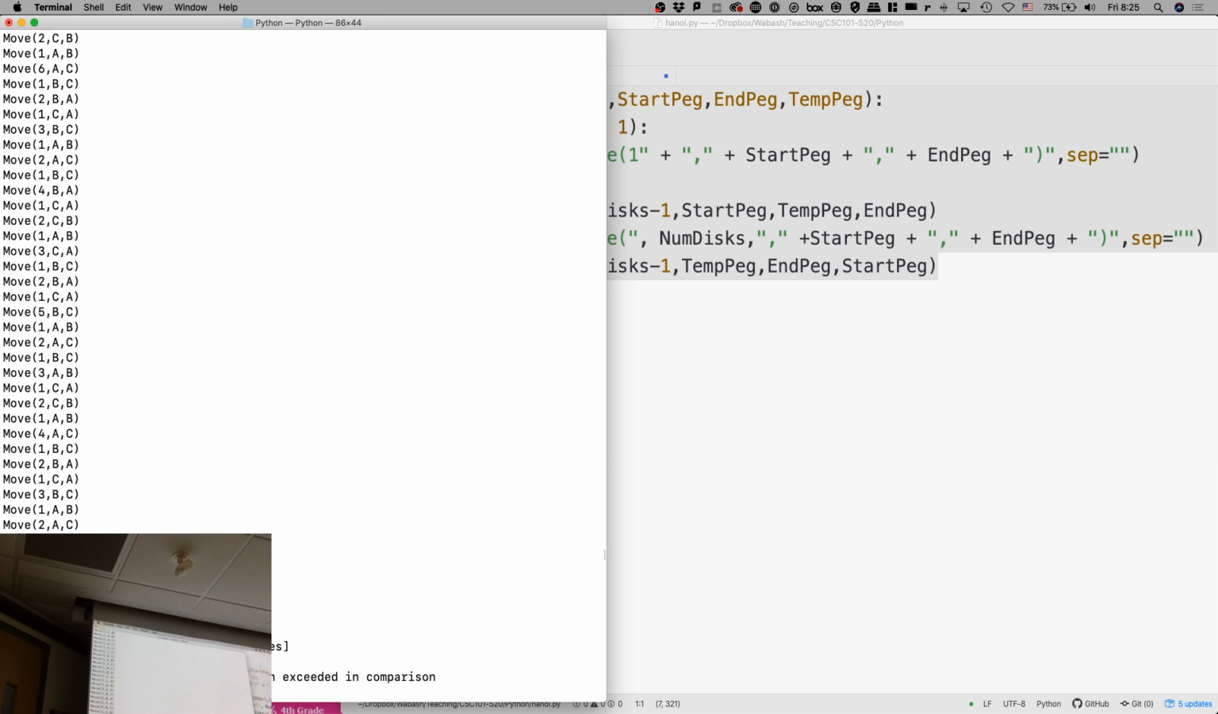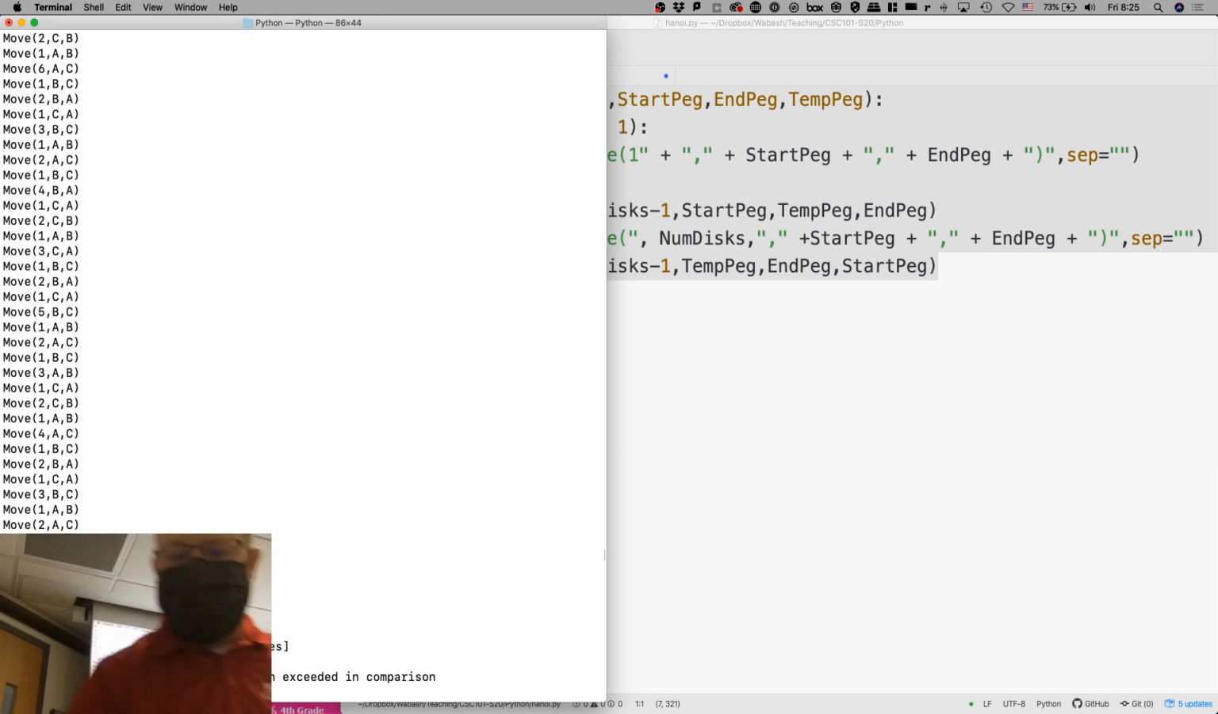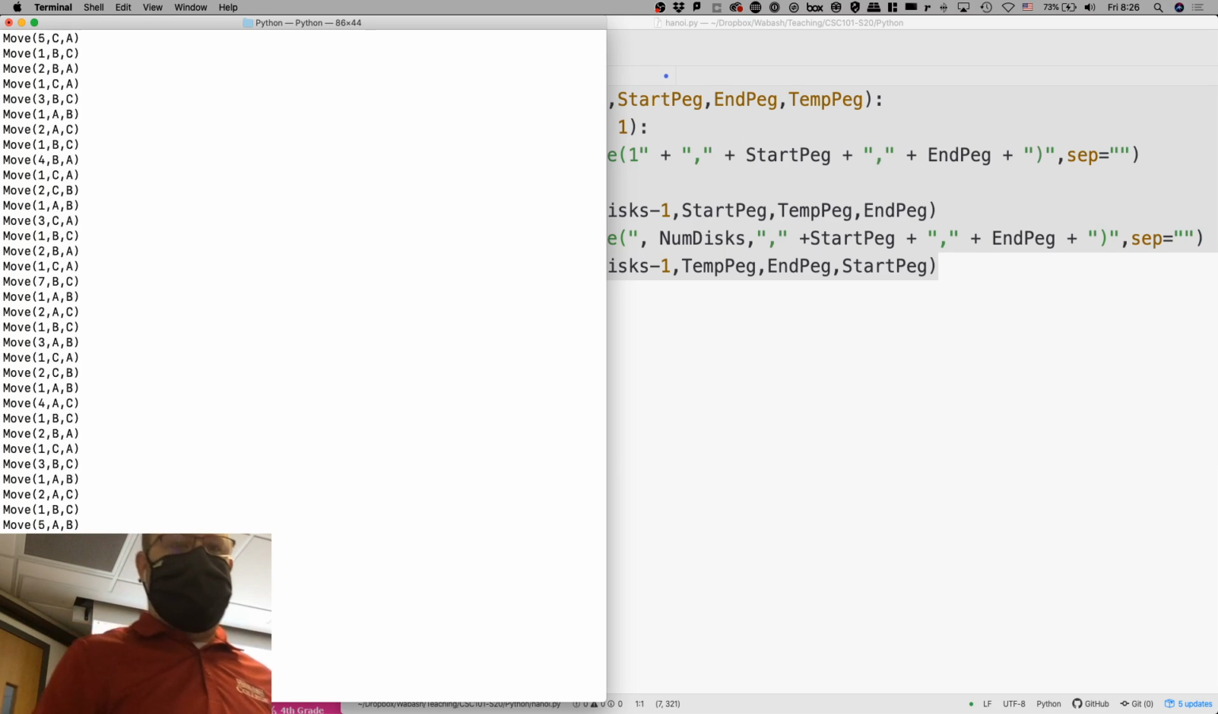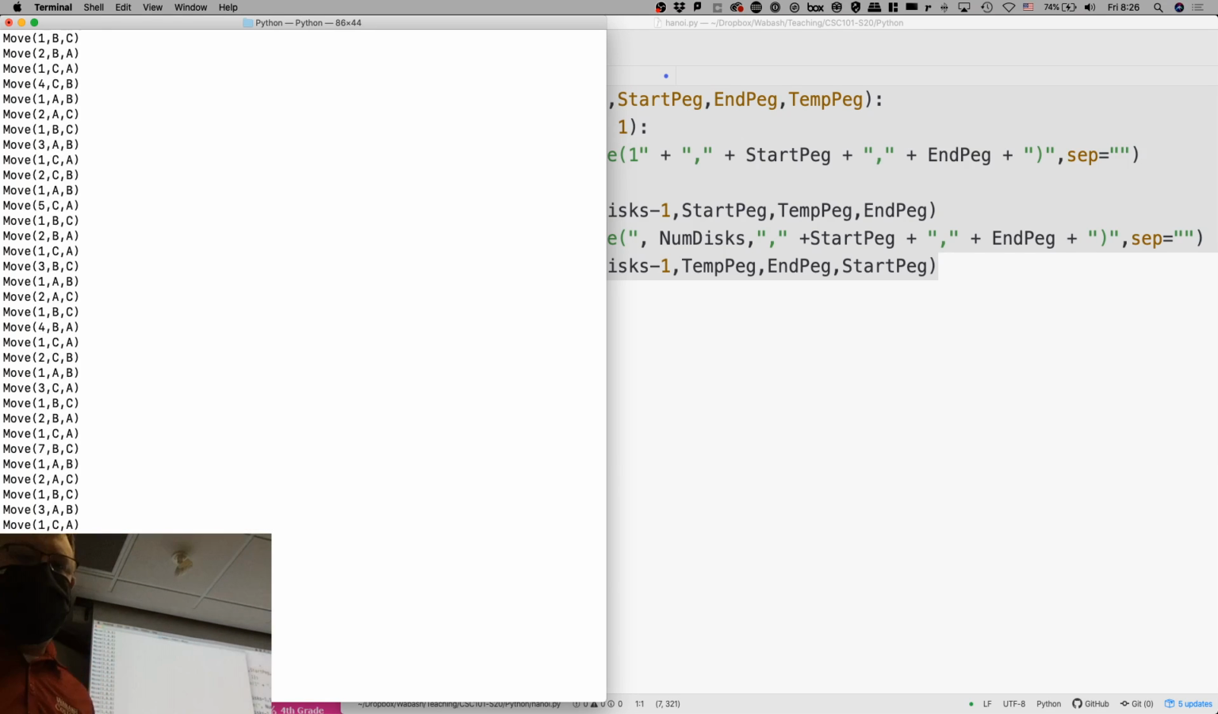So if I did something like, use the correct keyboard here, even something like, well, let's see how far we can push it. All right, so it'll do 64.